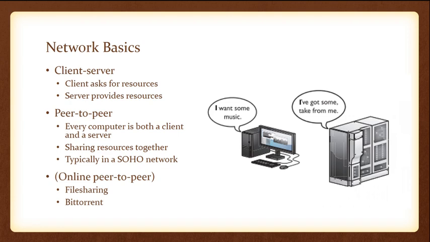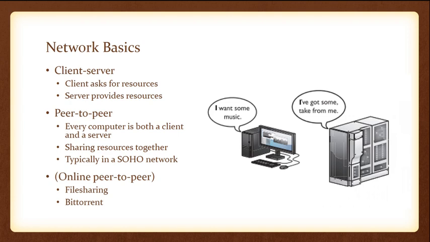This is the most typical to share resources and the most typical in a small office or a home office network. So a small office, home office network not only is a peer-to-peer, but it's also within a LAN. Once you get out of the LAN, you're now in the WAN, and that's typically a client and a server.